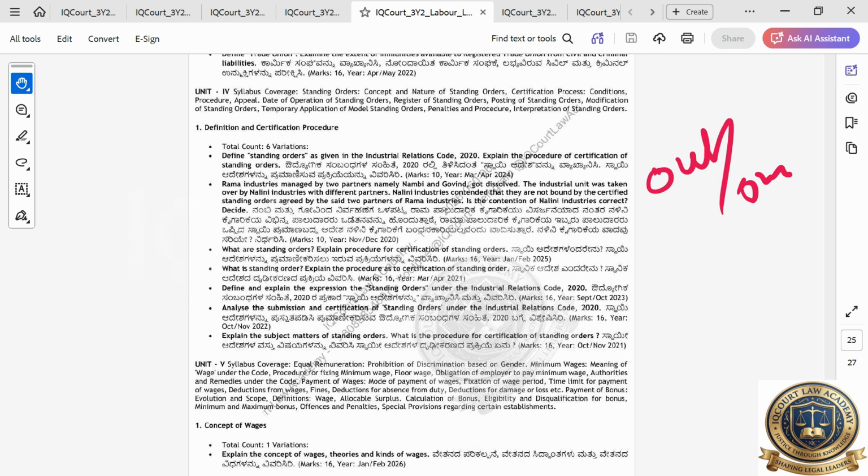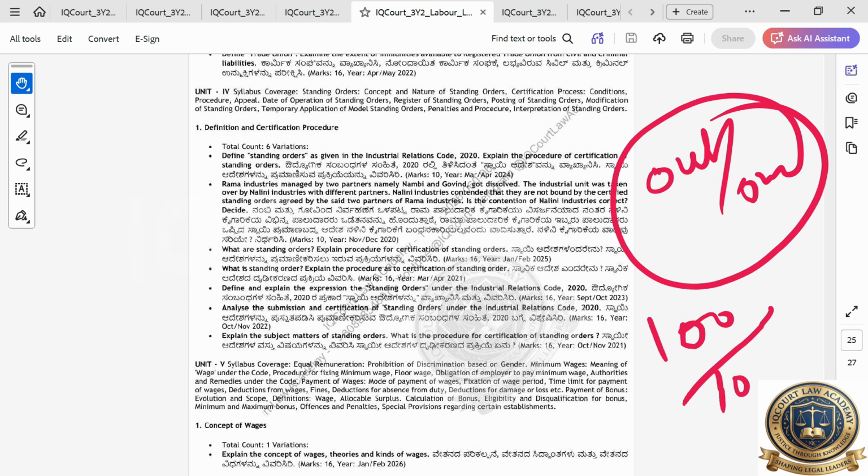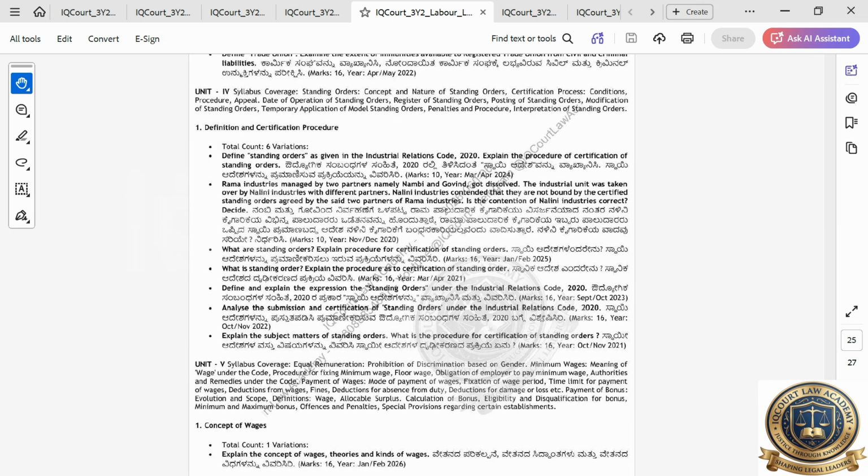Out of 4, definitely they will ask this question. 100 out of 100, definitely. In this question paper, definitely they will ask this question. This is a very simple and easy concept. This 4th unit only talks about standing orders, the concept and nature of standing orders, and the certification process. This is a very easy unit, but very, very important.